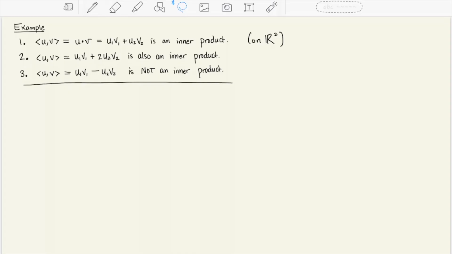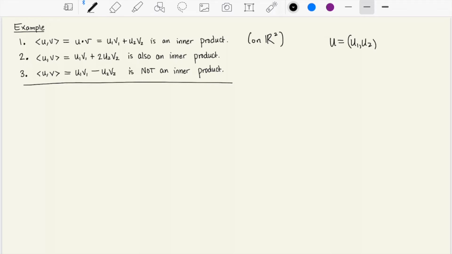For our first example, let's look at three things. All of these are going to be for vectors in R2. So our vectors we're still going to be able to describe as u equal to (u1, u2), where u1 and u2 are real numbers. You can think of it as being x and y in the xy plane if you like.